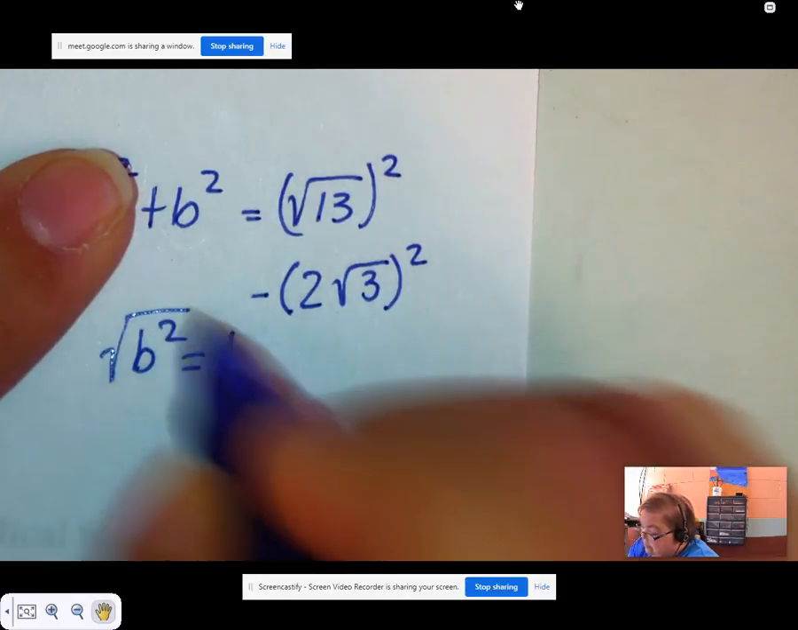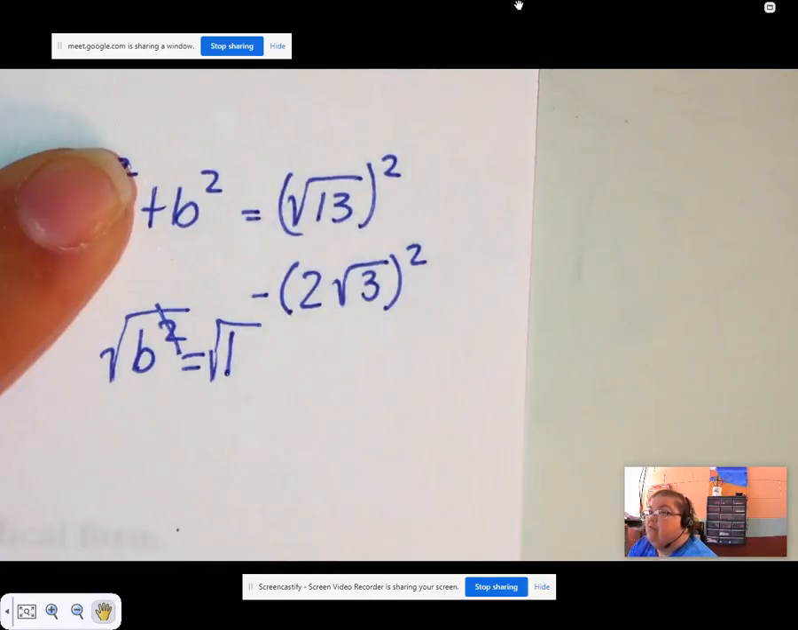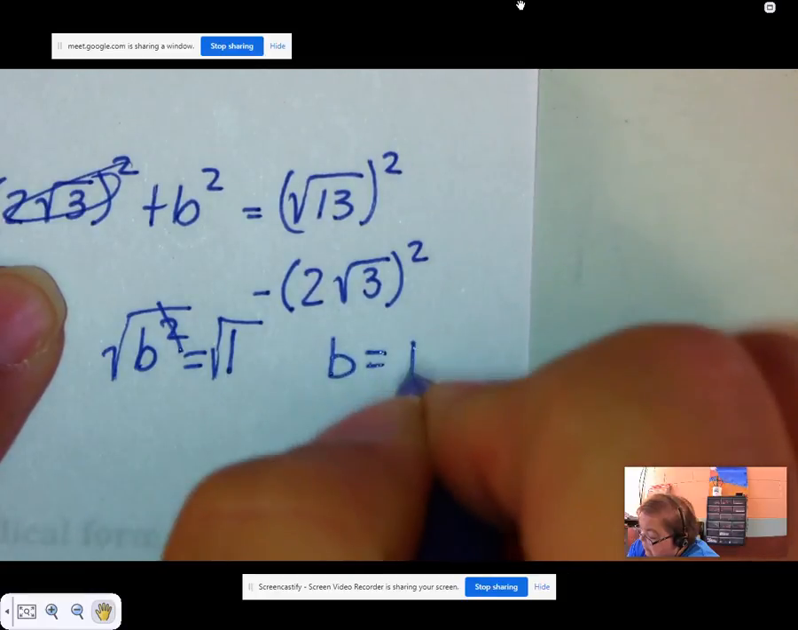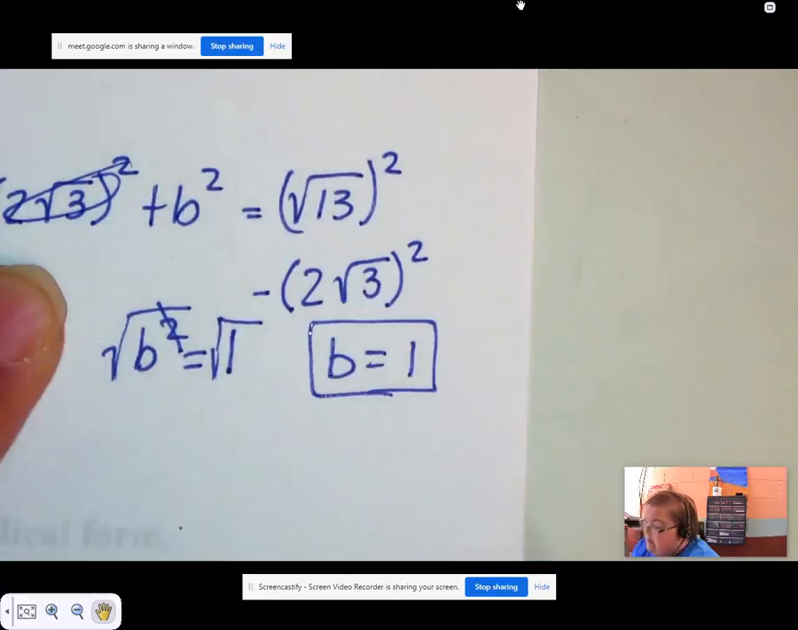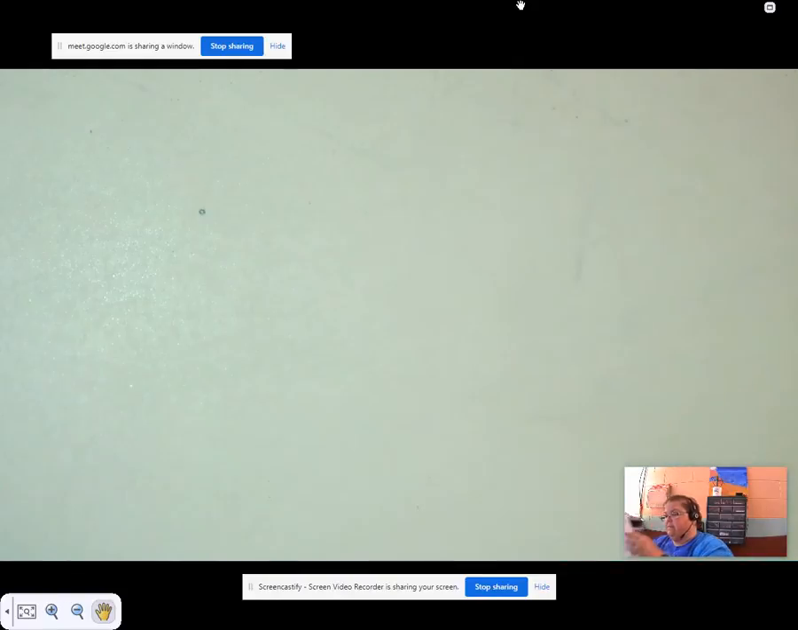I'm going to take the root of both sides. Roots and squares cancel. What does B equal? 1. Questions? Okay, turn to the back.